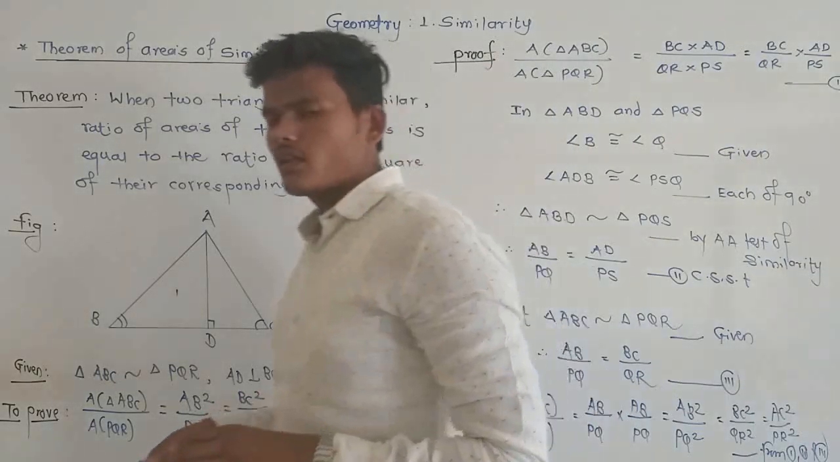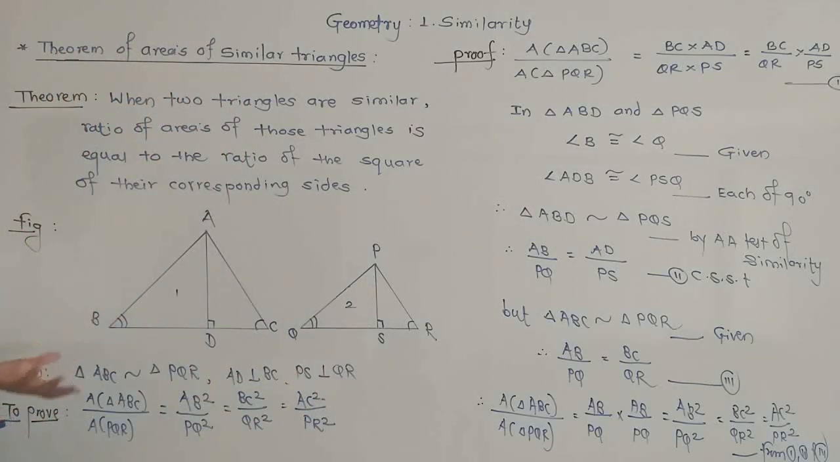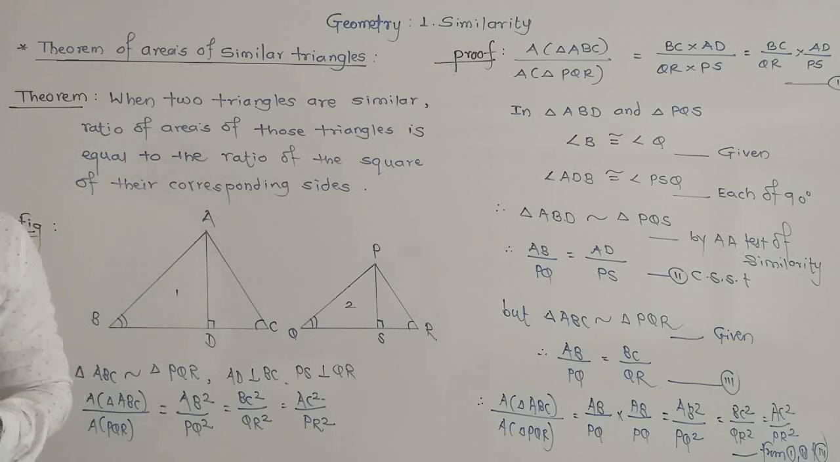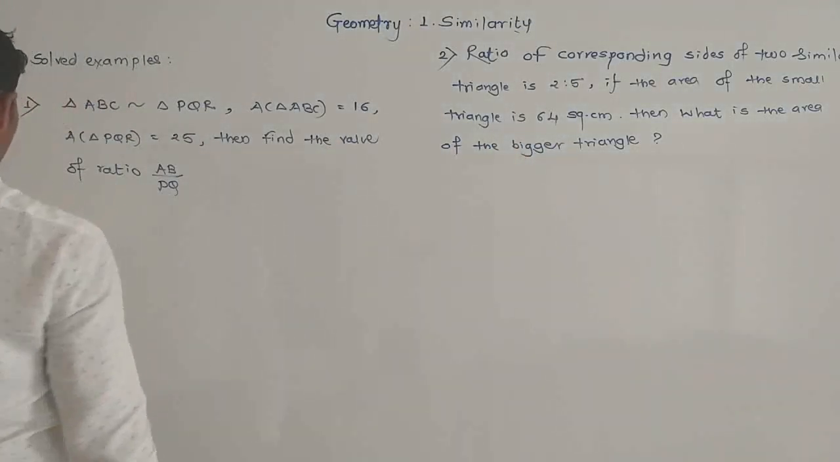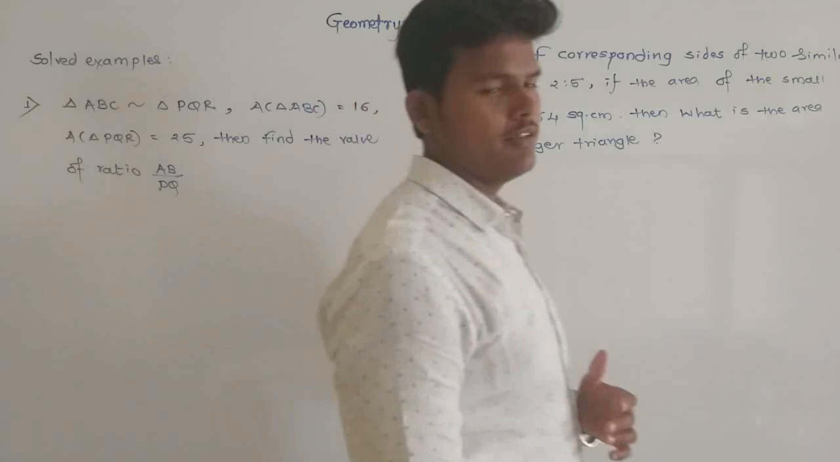Now we take some examples which are based on the theorem of areas of similar triangles. That means how to use it, or what are the applications of the theorem of areas of similar triangles. Now solve the example. First: triangle ABC is similar to triangle PQR, where the area of triangle ABC is 16 and the area of triangle PQR is 25. Then find the value of the ratio AB upon PQ.